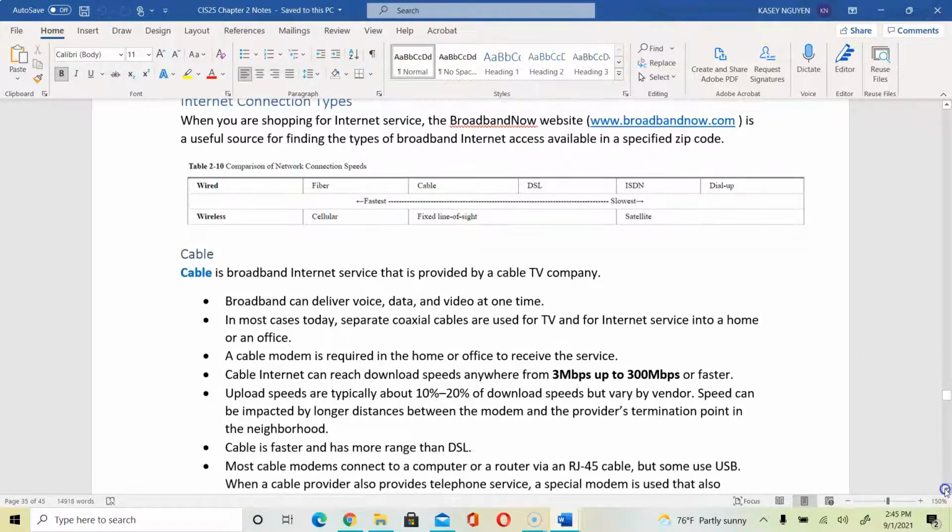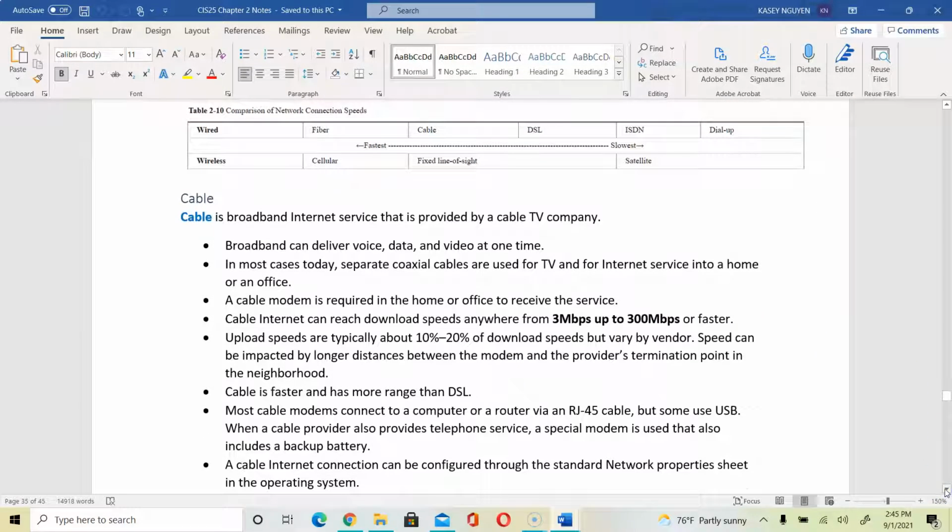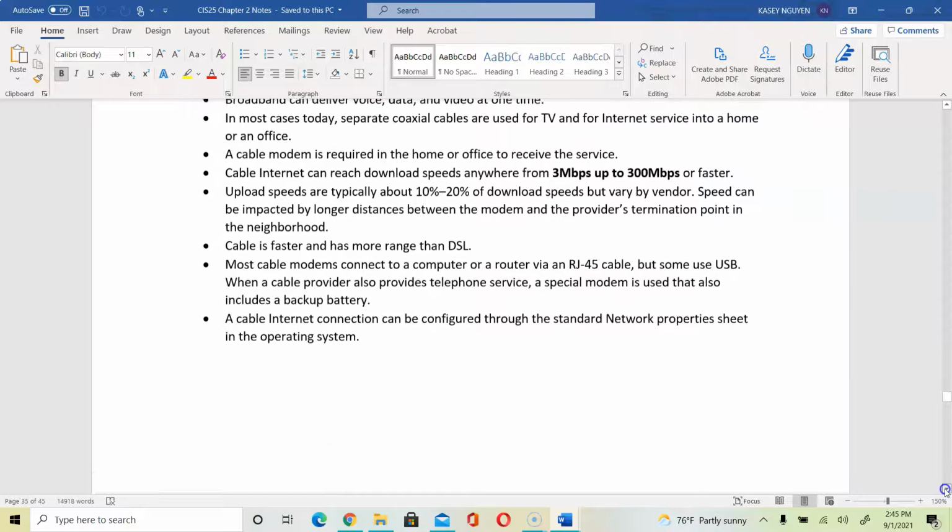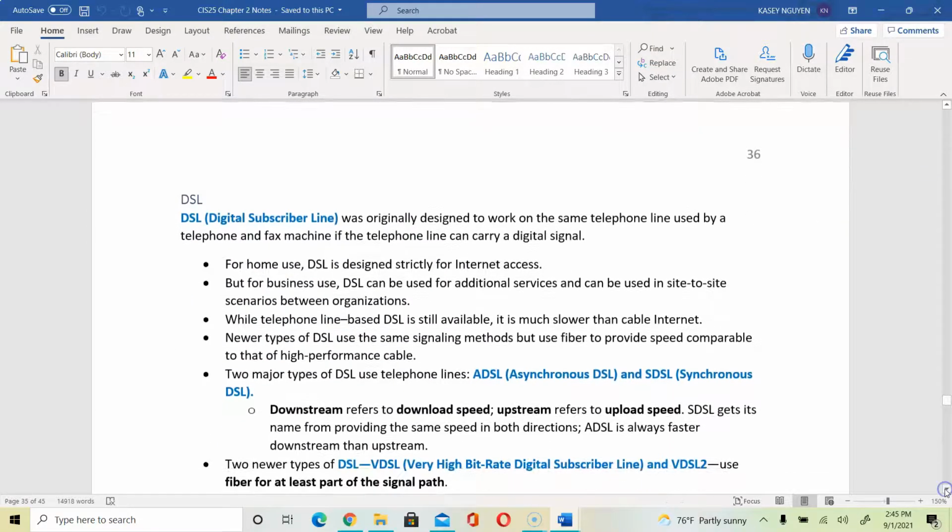So here it gives you the description of what each one is. Cable is a broadband, and it's serviced by the cable company like Spectrum, Frontier, and so on. It is faster than your DSL, which uses phone line. DSL stands for digital subscriber line, and it uses the telephone line to connect, so it is slower. There are two types of DSL, your ADSL and SDSL.